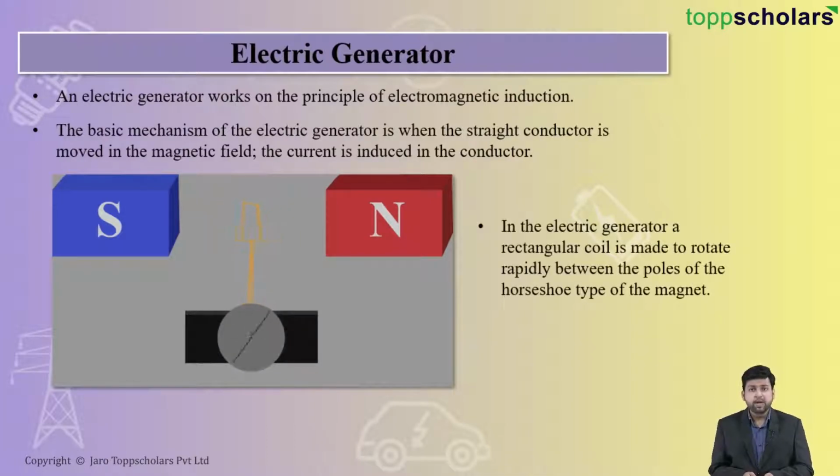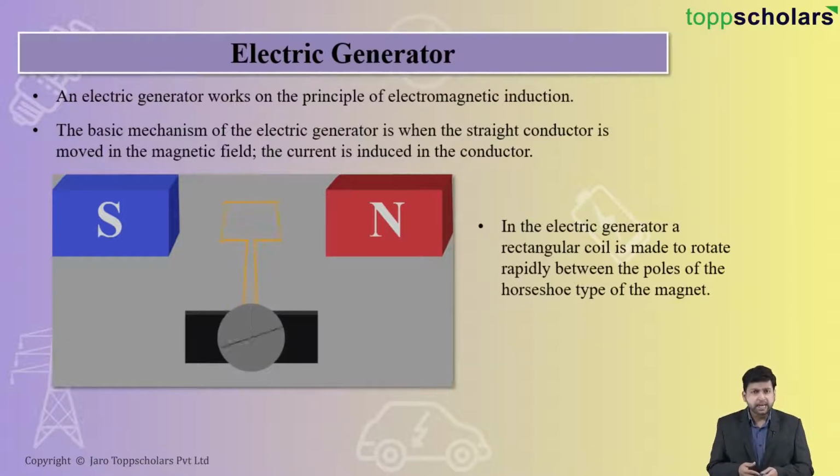Basically, in an electric generator, a rectangular coil is made to rotate rapidly between the two poles of a horseshoe type of magnet. If you observe here, can you see there's a south pole and a north pole? Yes. And if you observe properly, there's a rectangular coil which is rotating between that north and south pole. So the rotation of that rectangular coil produces an electric current.